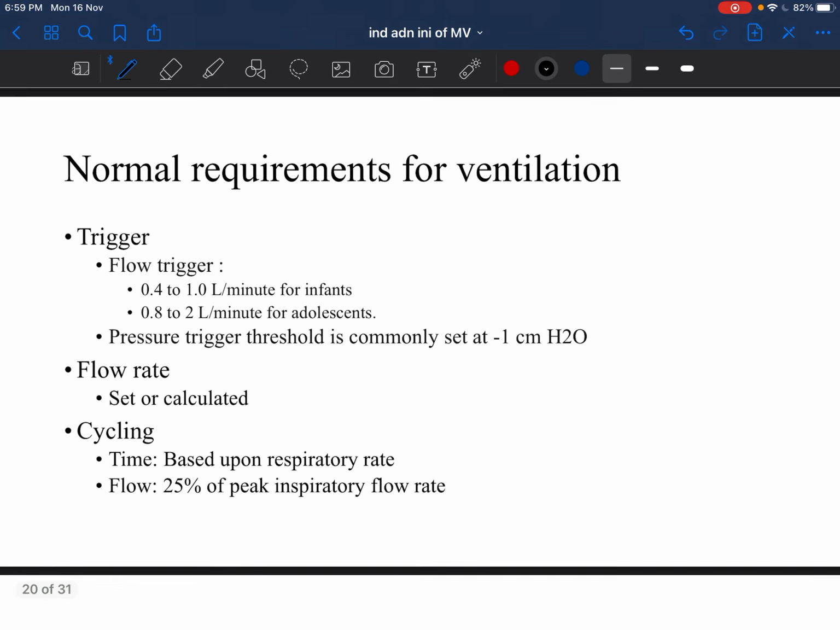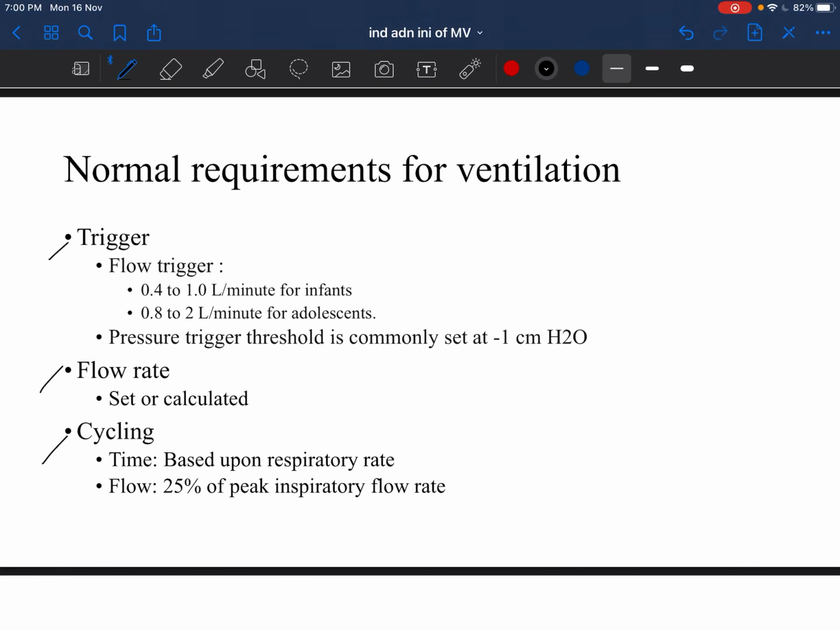The normal requirements for ventilation, other settings that you do generally is trigger setting, your flow rate, your cycling. So all of these again depends on which ventilator that you use. Each one is different, each one has its own namings, the color coding is different. So I will not be able to touch upon each and every ventilator model that's there.